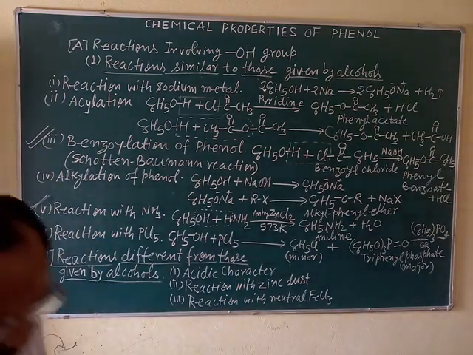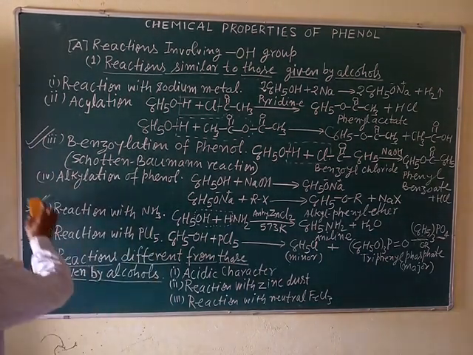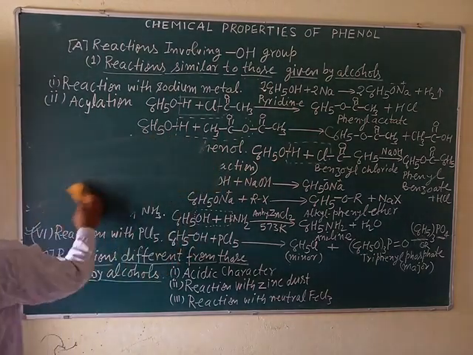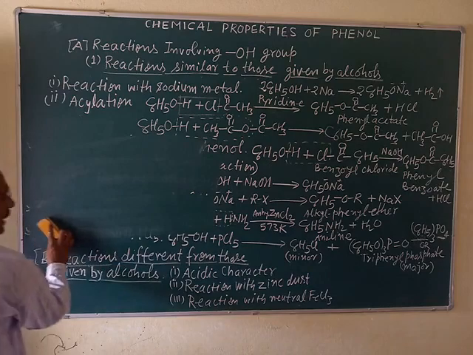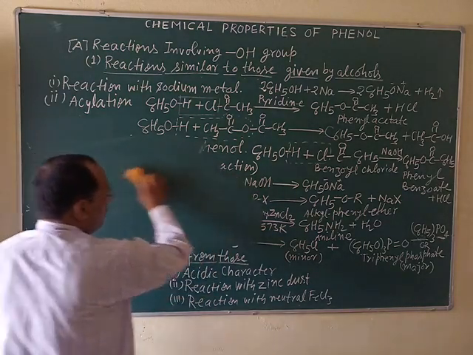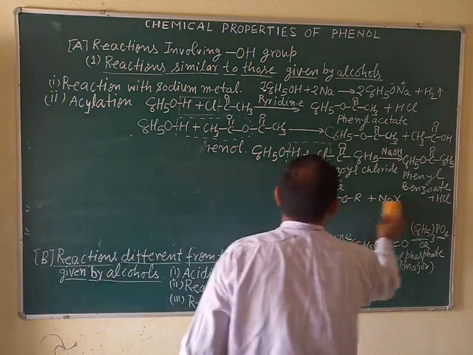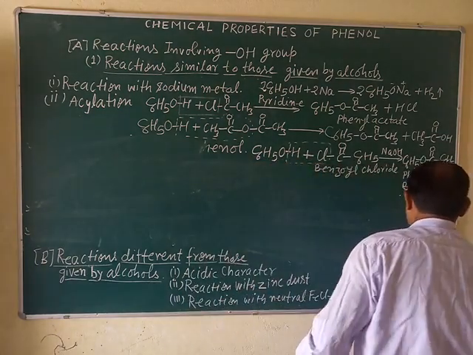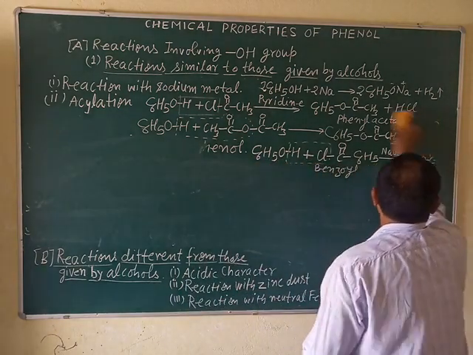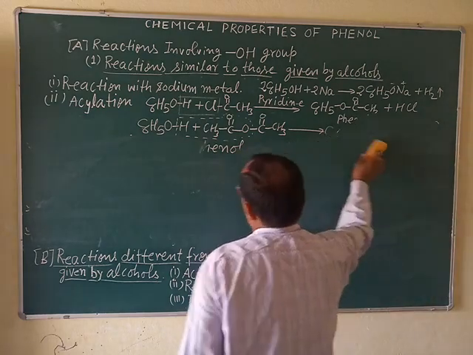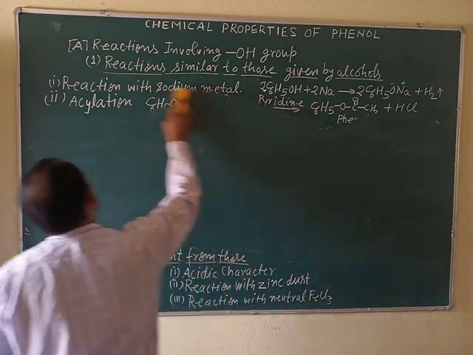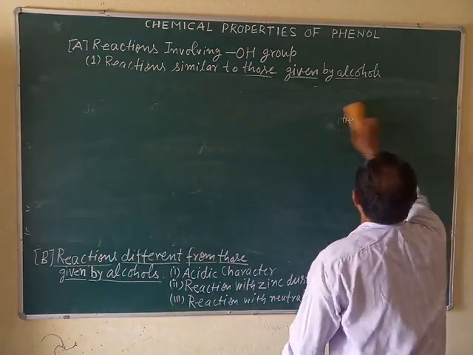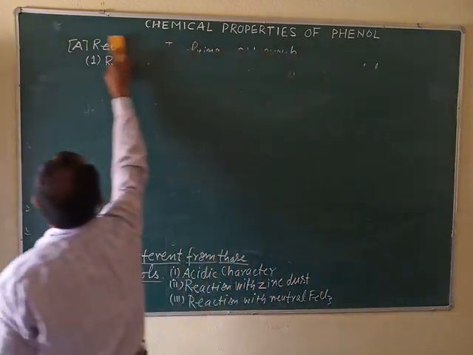Now, some reactions of phenol which are different from alcohol. These are the acidic character of phenol. Phenol is a stronger acid than alcohol, and its strength also depends on the nature of the substituent, the position of the substituent, and also the strength of the substituent.